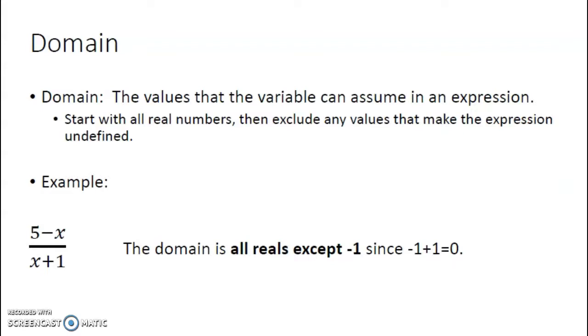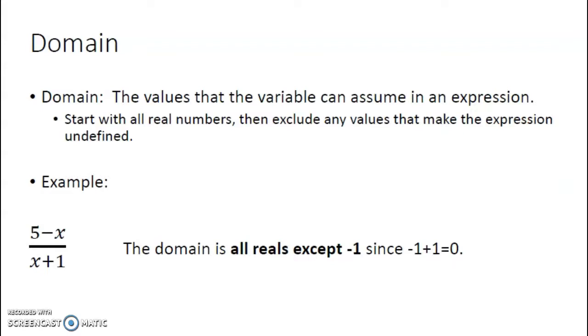That means that you'll have a variable in a denominator. We want to make sure that the value of that variable does not make that denominator zero. If a denominator is zero, that expression is undefined, and if our equation has any undefined expression, the entire equation is undefined as well. So we're looking for the domain, which we'll start with all the real numbers, and then we'll exclude any values that make the expression undefined. So this is the process that we use to find the domain of a rational expression.